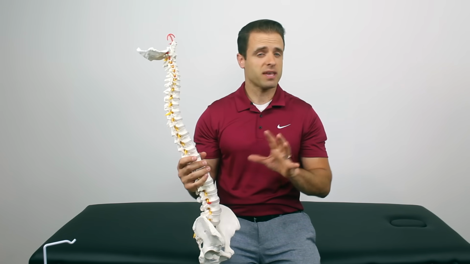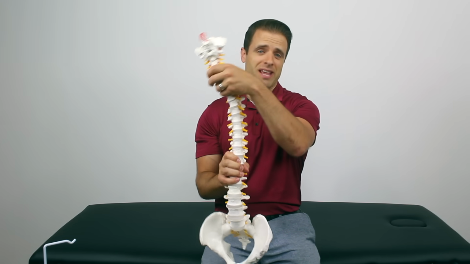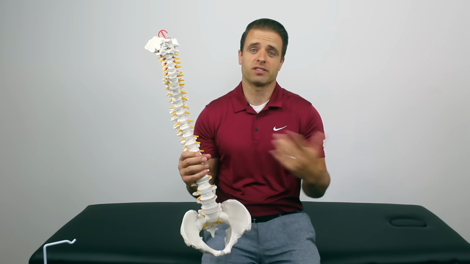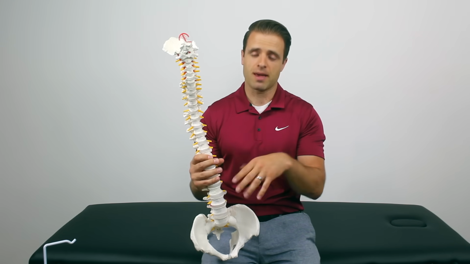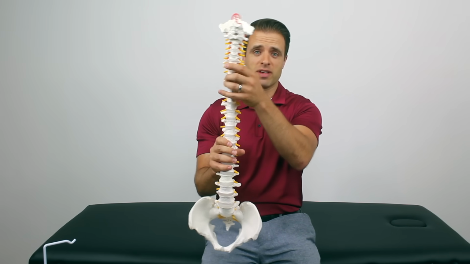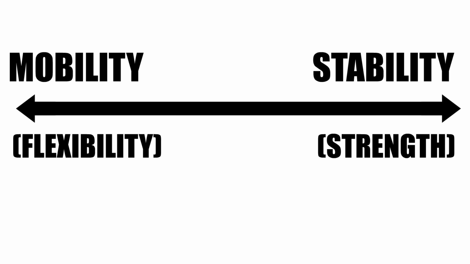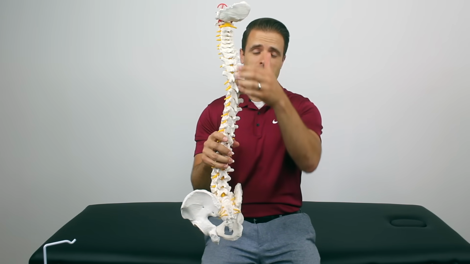So if we think of a continuum, at one end we have mobility. The other end of the continuum is stability, meaning that the column is prone to injury, and there's a lot that can go wrong with it if there's not a stabilizing force associated with it. When we talk about stability, a lot of times we associate that with strength. The stronger the muscles, the more stable this column becomes. So again, we've got stability and strength on one end, and mobility on the other.